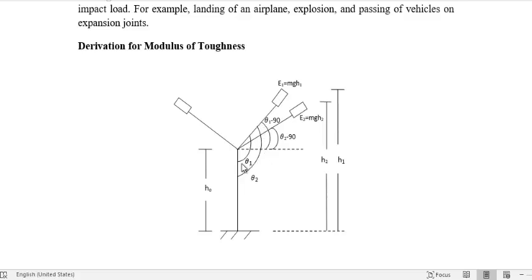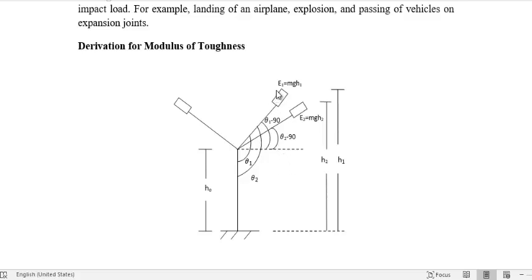We will measure this theta for the first free run and for the second run as well. So this is theta 1, this is theta 2, and if we draw a horizontal line here, the angle of the hammer in the free run with respect to horizontal is theta 1 minus 90, because this angle here is 90, and similarly the angle of the hammer in the second run with respect to horizontal is theta 2 minus 90. So using this diagram, we will try to develop a relationship for modulus of toughness.